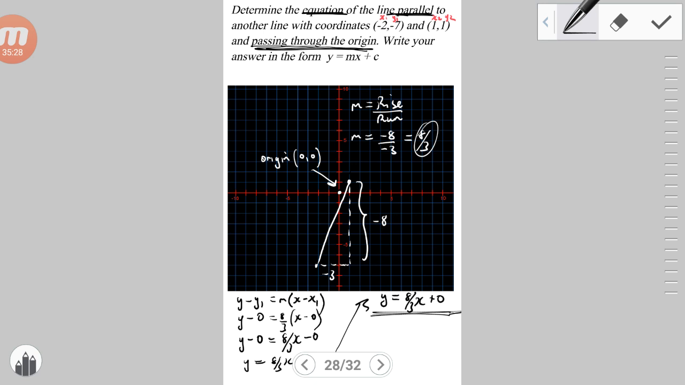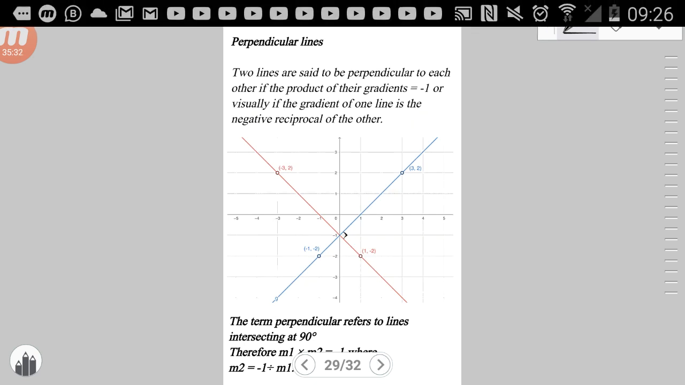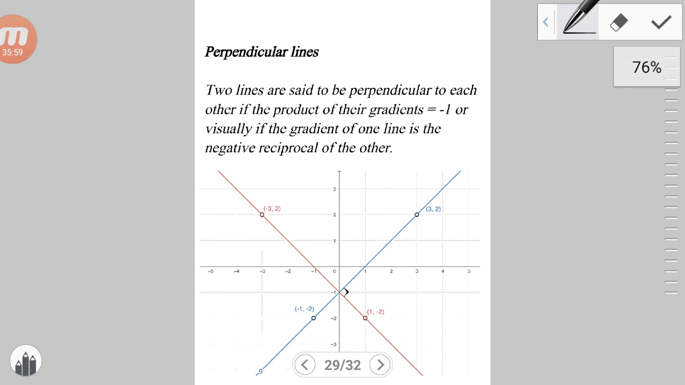Let's get into the final aspect of this video, where we're looking at perpendicular lines. As I said before, guys, there's nothing really different about what we're doing here. It's just understanding what the terminologies perpendicular and parallel mean. We established that parallel lines have equal gradients. What does perpendicular imply? Perpendicular lines have gradients that are the negative reciprocal of each other. What does this mean? Let's break it down.